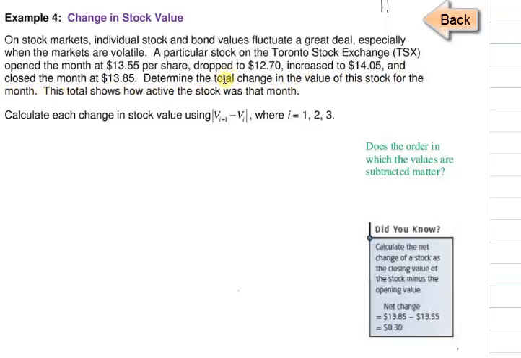So the word total suggests that we're going to be adding. And what they mean by the total change in value is if we take the difference between $13.55 and $12.70, and then $12.70 and $14.05, and then $14.05 and $13.85, and we add all those differences up, that will give us a total change. So we're going to calculate using a little formula here, the absolute value of V subscript i plus 1 minus V subscript i, where i is equal to 1, 2, and 3. Now, the reason why we have values for i that are 1, 2, and 3, is because we are going to take a look at 3 different changes.